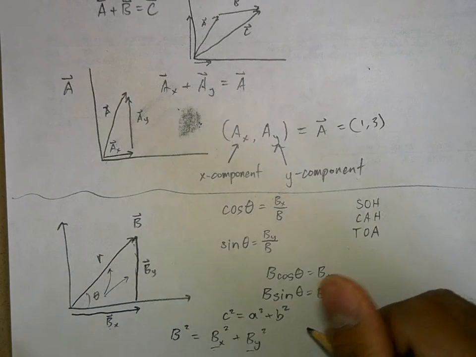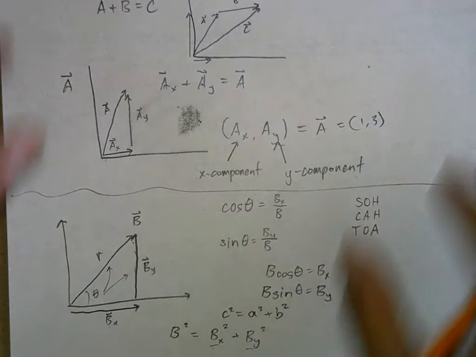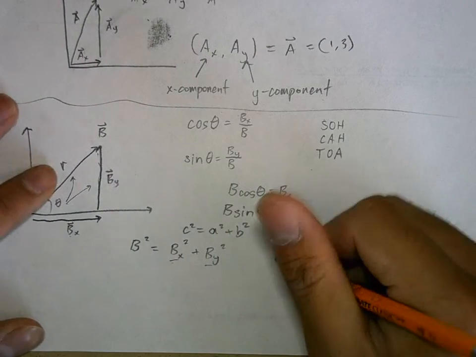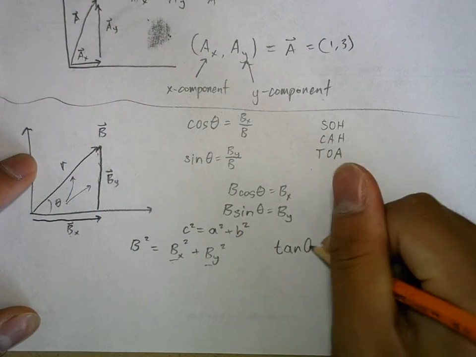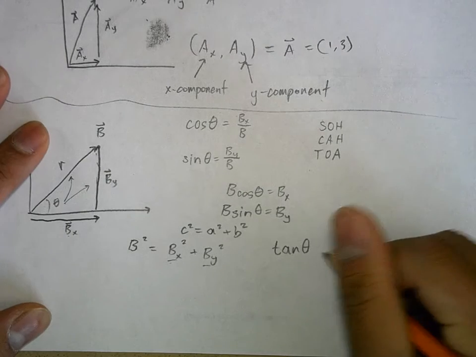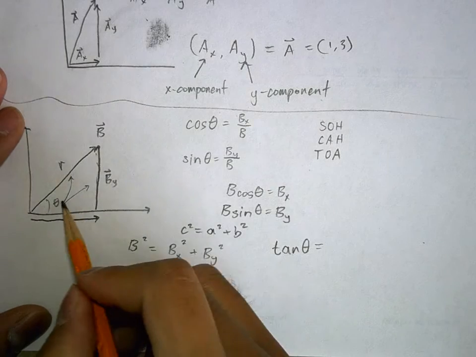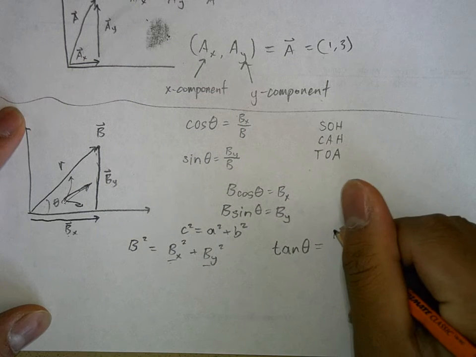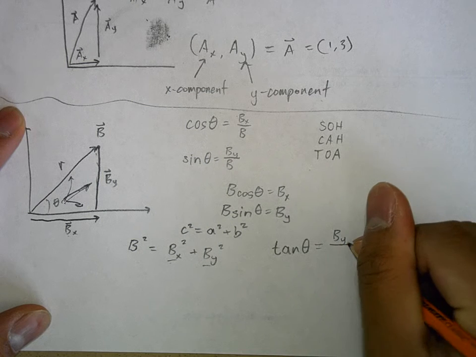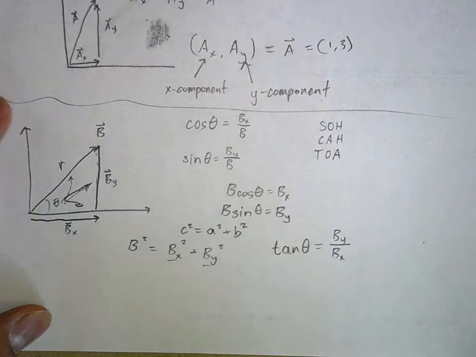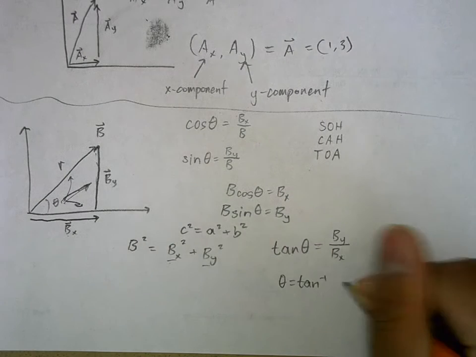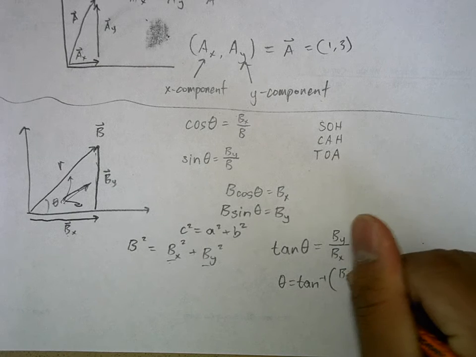Again, you know b, x, and y. And if we remember that, I'll move this up. If we remember that tangent of theta equals your opposite over your adjacent, we can say, oh, tangent theta just equals b sub y over b sub x. And then use inverse tangent to say, oh, now I know the angle at which I launched the ball.